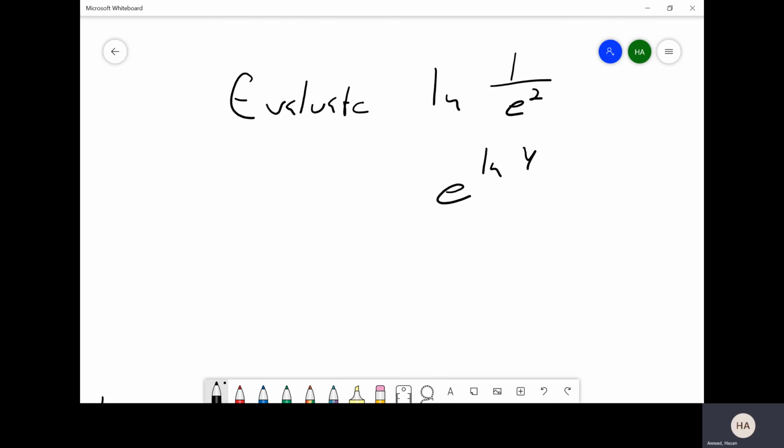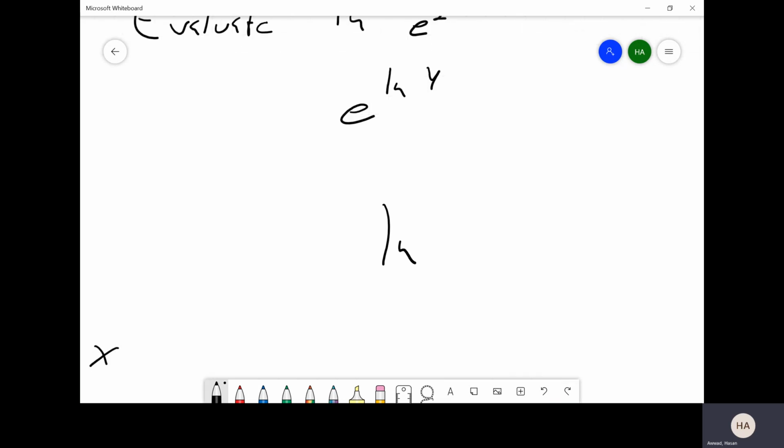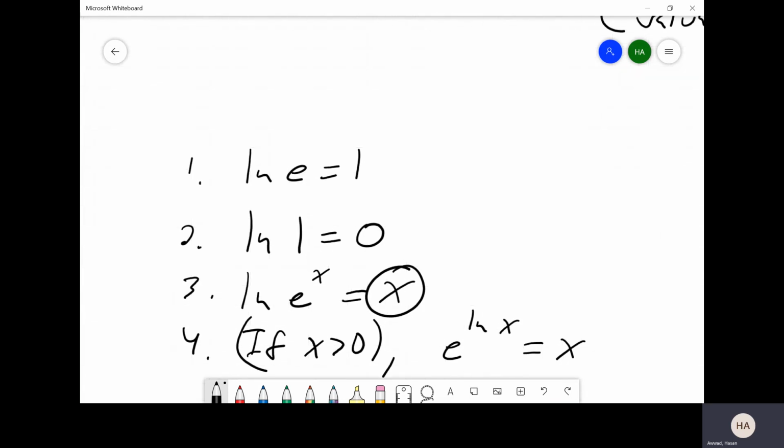Okay, so let's do the first one. Let's do natural log of 1 over e squared. So how do we tackle this? Natural log of 1 over e squared. Well, we don't have a rule for handling the natural log of a fraction with e. Our only rule right now is natural log of e to some exponent, right? So 1 and 3 are essentially identical. 1 is just a special case of 3 because with 1, your power is just 1, right?